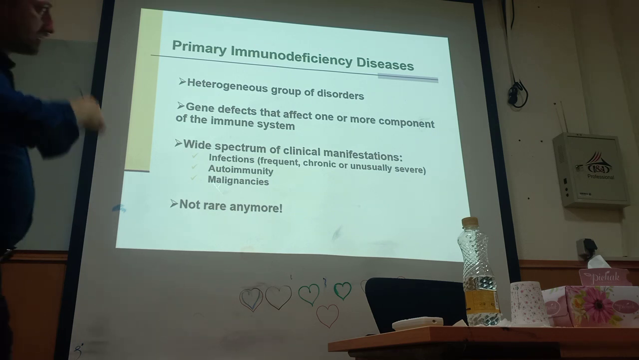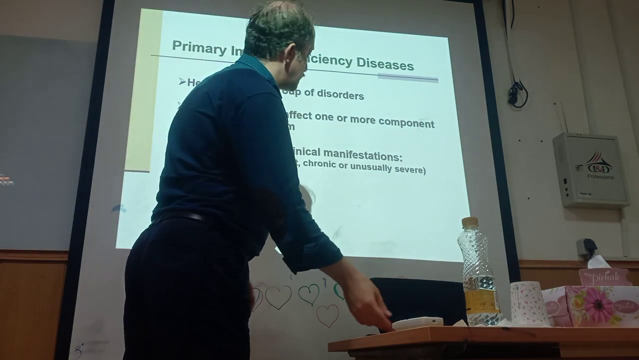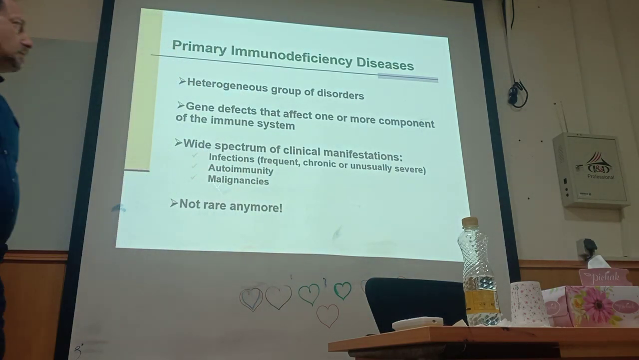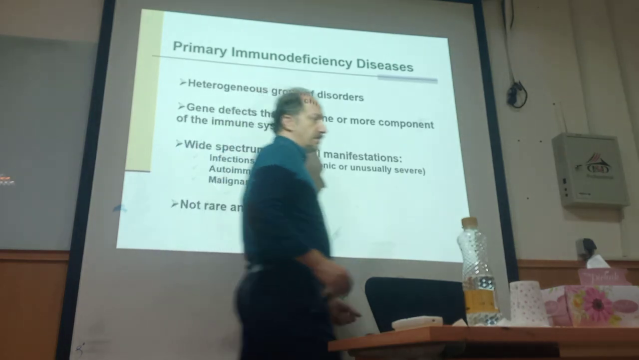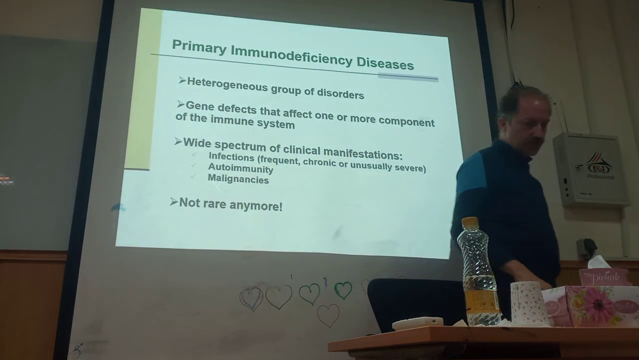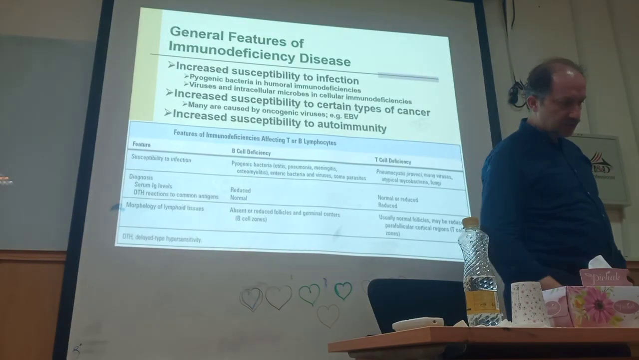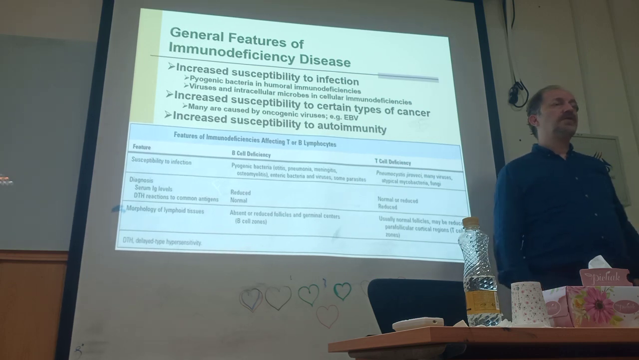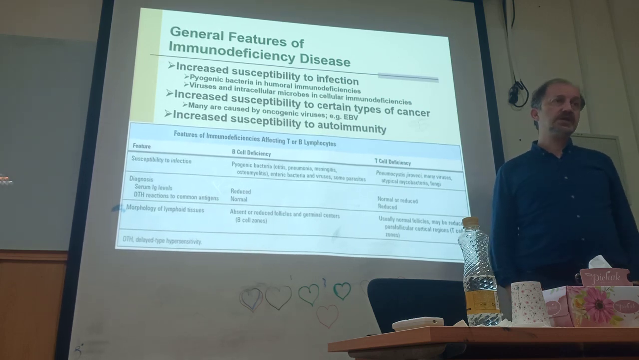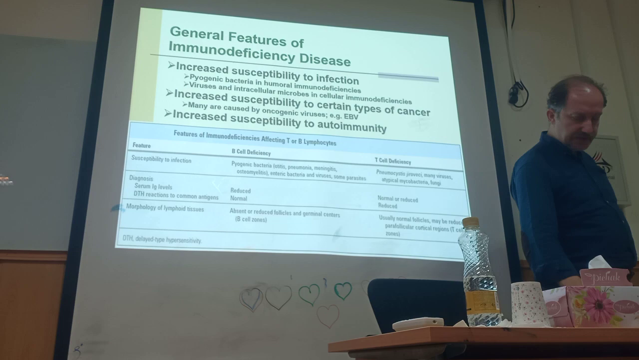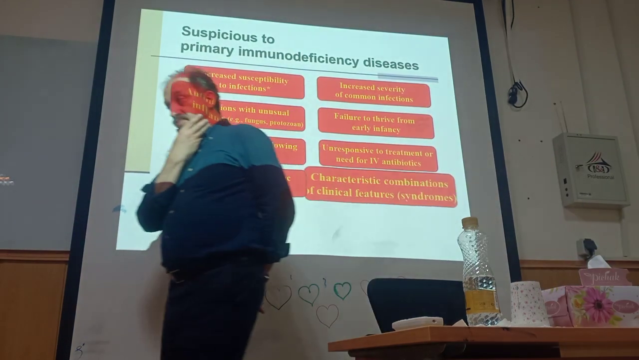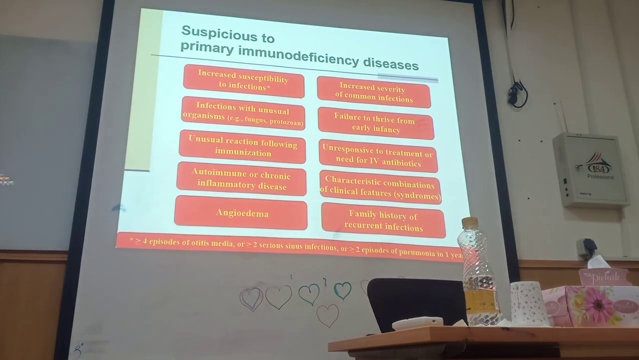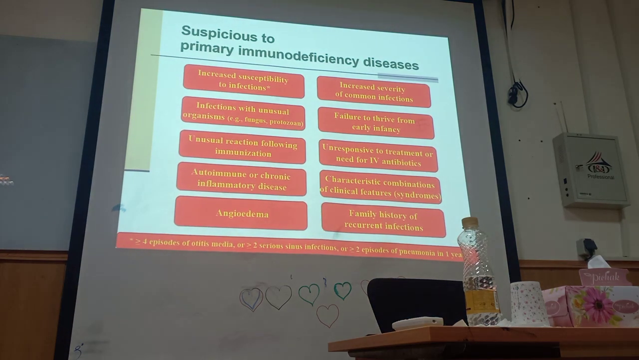So a gene defect leads to defects in the immune system and leads to infection, autoimmunity, and malignancy. So they are the main manifestations of the patient with primary immunodeficiency diseases. So the patient should suffer from increased susceptibility to infection, autoimmunity, and cancer. There are 10 warning signs to be aware of for primary immunodeficiency diseases.